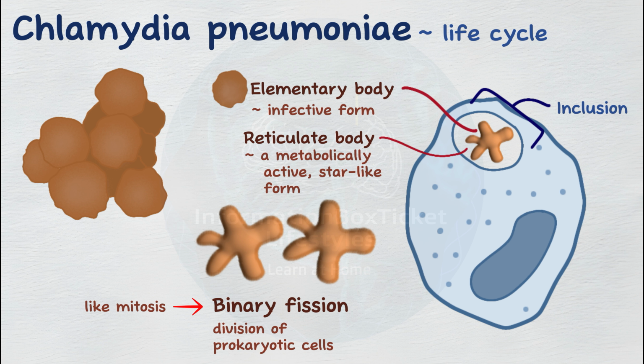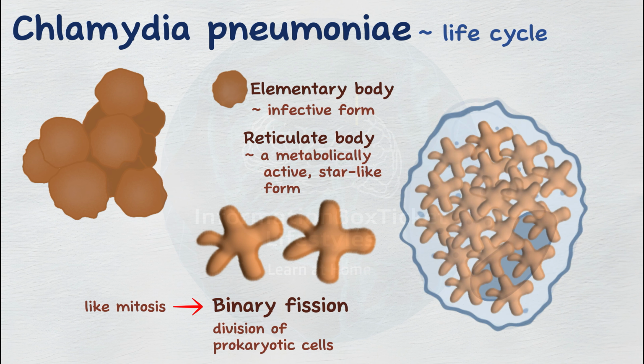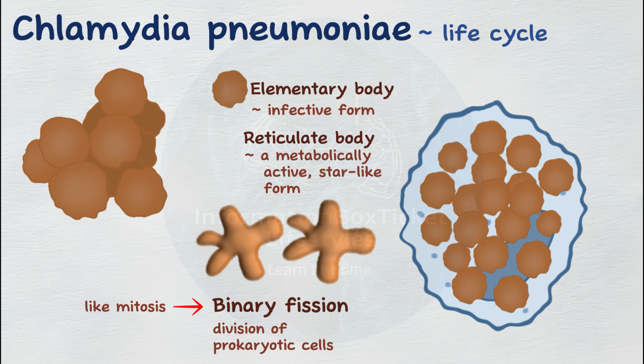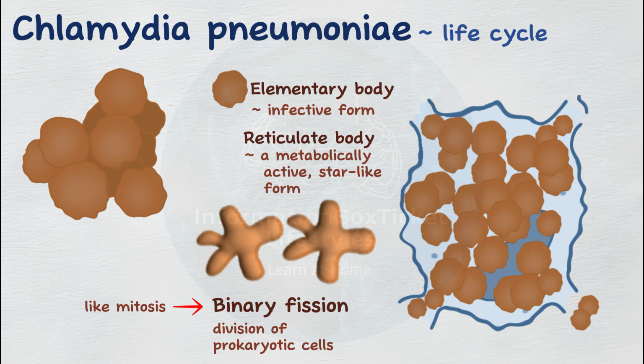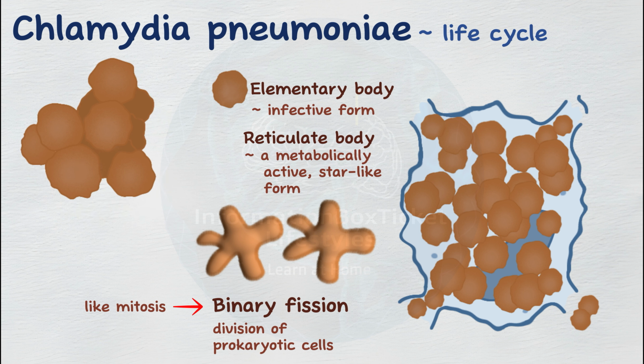Now, ultimately, binary fission results in a massive number of reticulate bodies, which then start converting back to elementary bodies. As a result, the cell shrinks too much, bursts open, and releases a large number of elementary bodies into the surrounding fluids. These bodies then join to other cells to continue the cycle repeatedly.